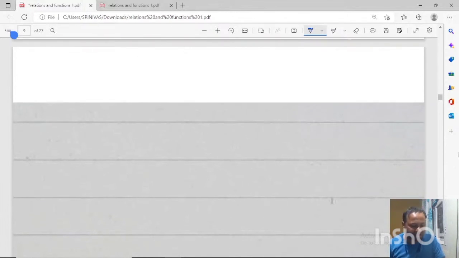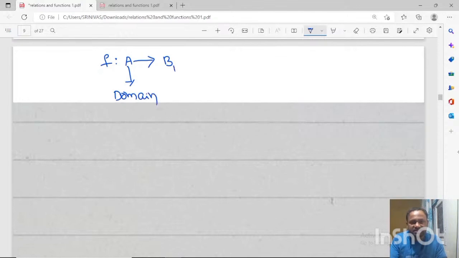In this, plenty of conditions are there. First condition I will do. What is that first condition? I have already told, f from a to b. This is called a function. Okay. In this function, this A is called domain. A is called domain. Next, B is called codomain. B is called codomain. Okay.